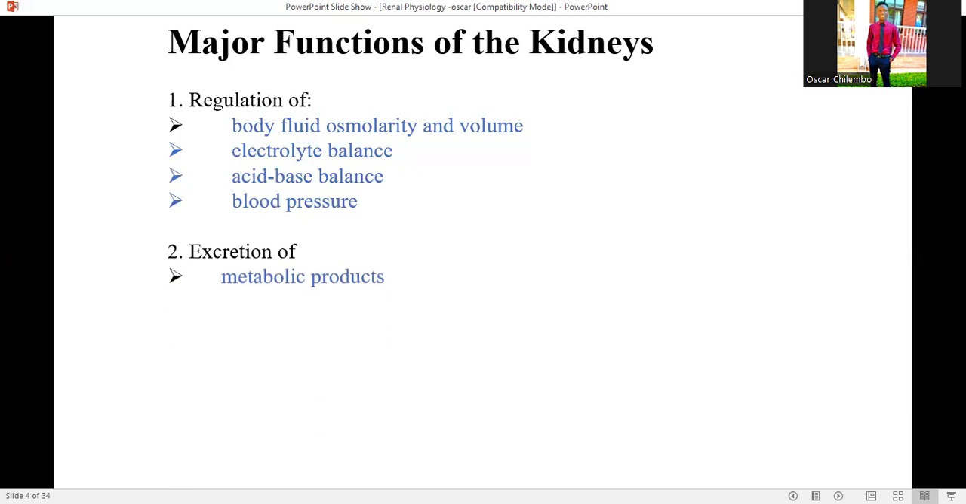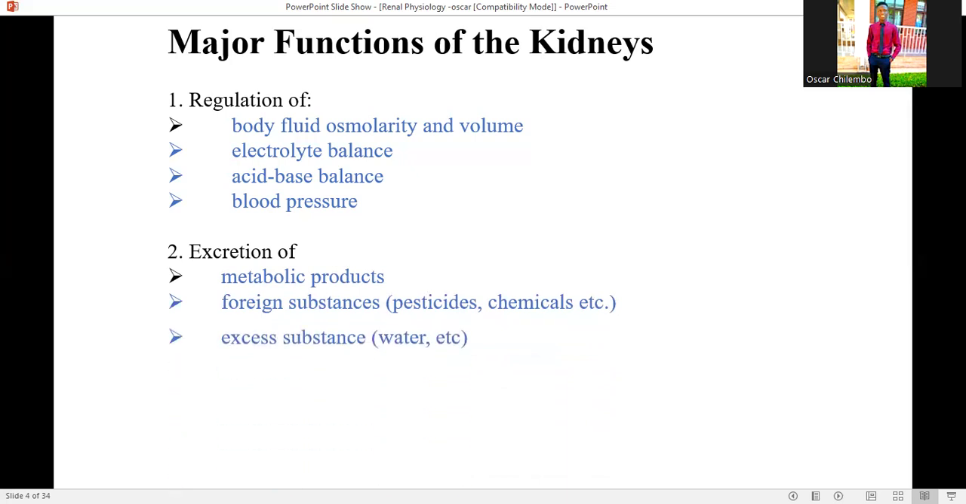What are they removing? They remove the metabolic products, foreign substances, and excess substances like water. Then the kidney also plays a secretion function. Secretion is about those important components that are needed in the body. The body produces those important substances that should be in the body.